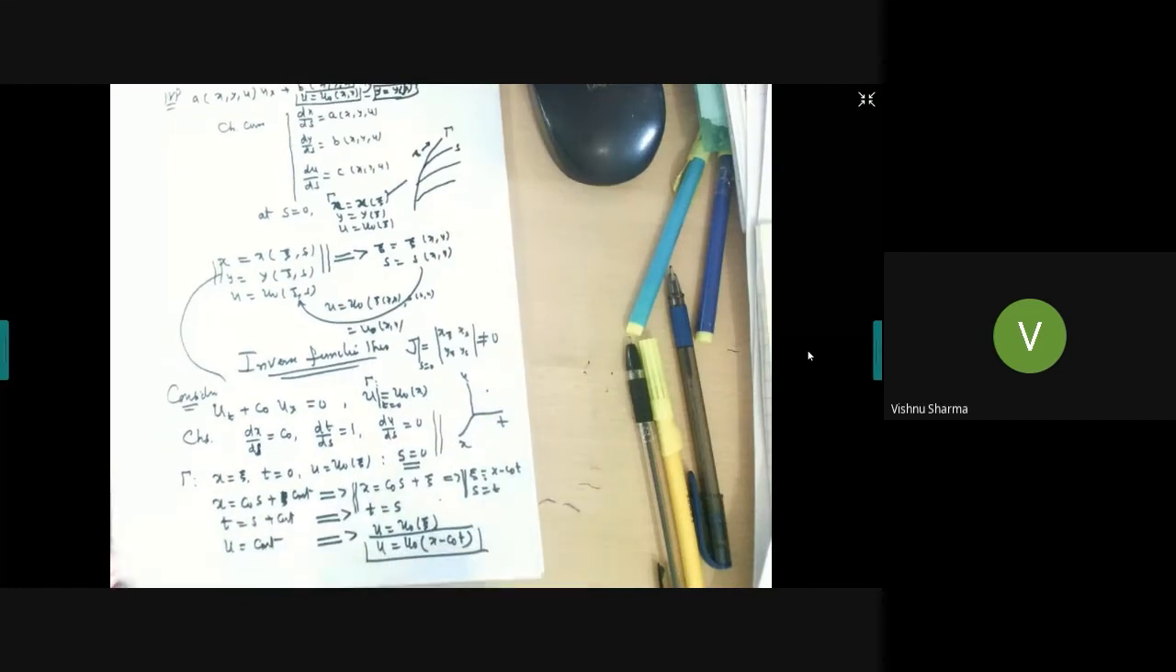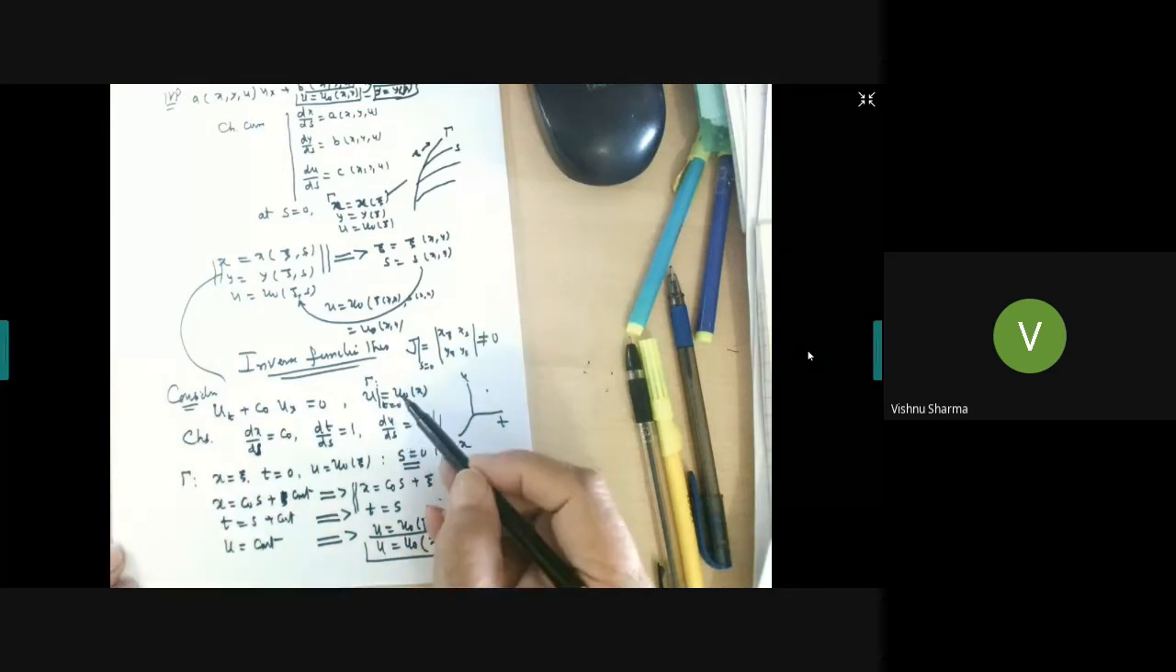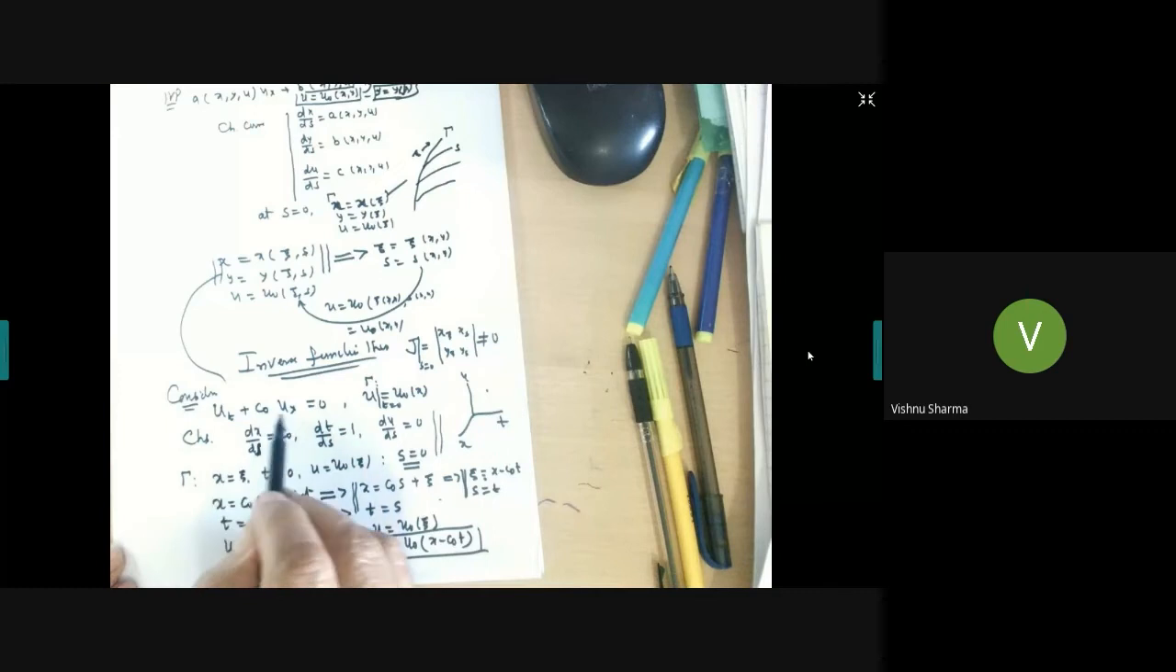One can quickly verify that. This solution means what? It should satisfy the initial condition, and it should satisfy the differential equation identically. Obviously, it satisfies the initial condition because at t equal to 0, u is equal to u naught of x. Now, what about the partial differential equation? Just differentiate it with respect to t and x.